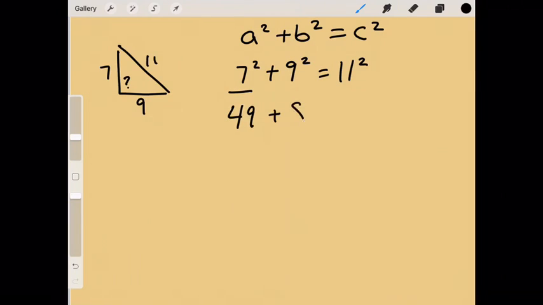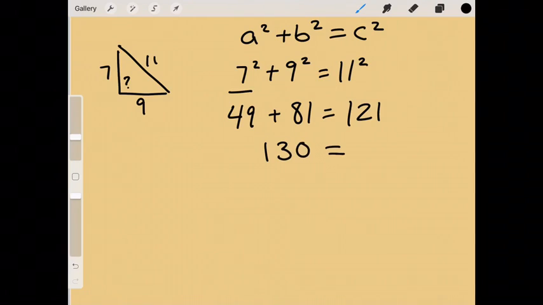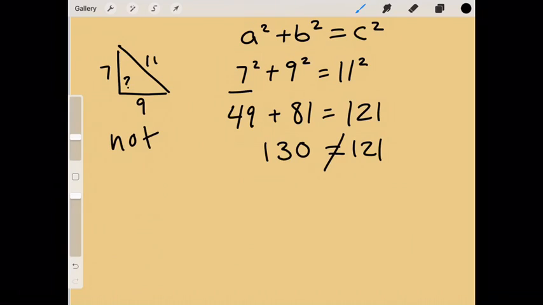So we get 49 plus 81 equals 121. And then we're going to test those numbers out. 49 plus 81 is 130, which is not equal to 121. So this is not right.